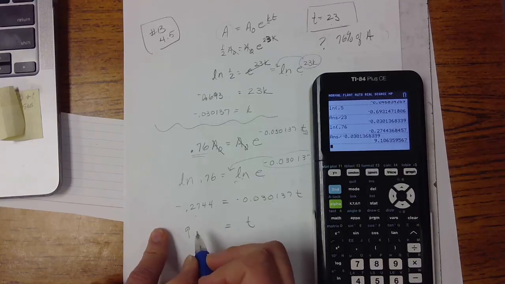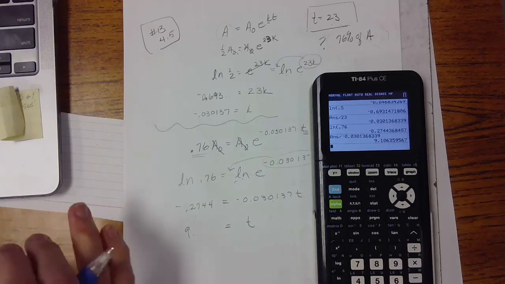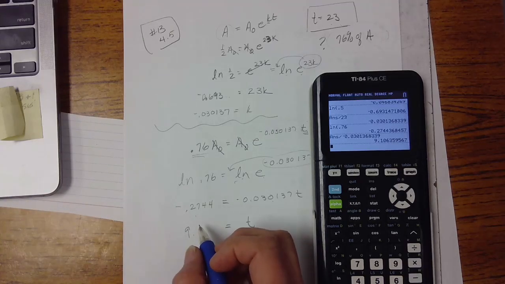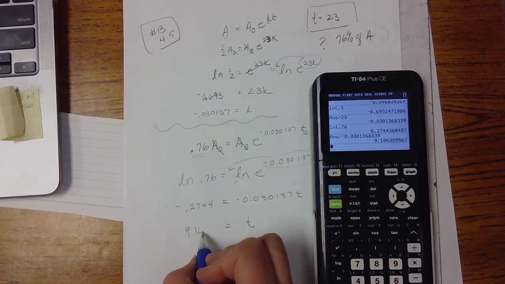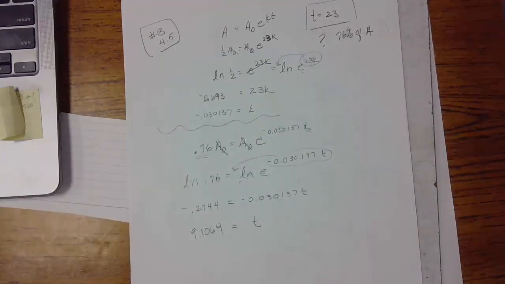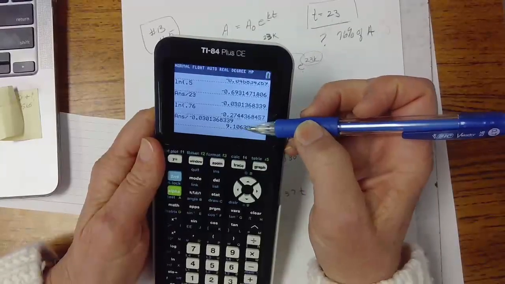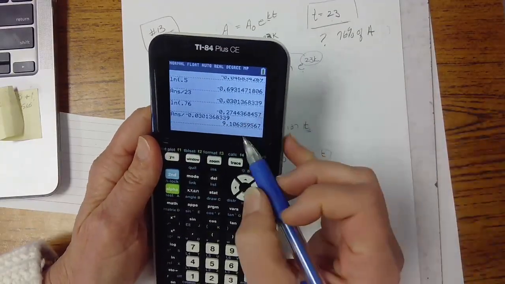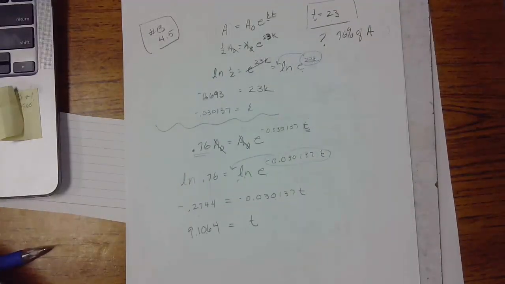What do you round to on this one? Round all to 4 decimal places. Okay, so let's go 9.10627. Okay, 9.1064 years.